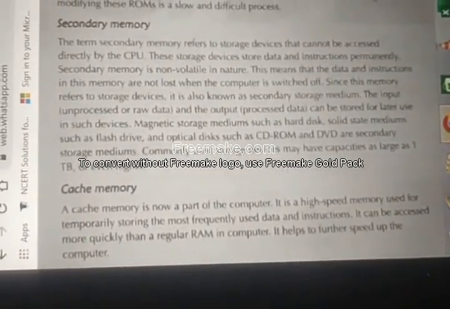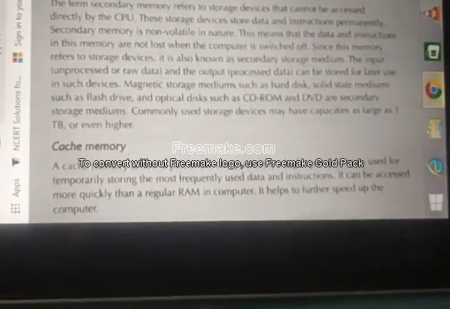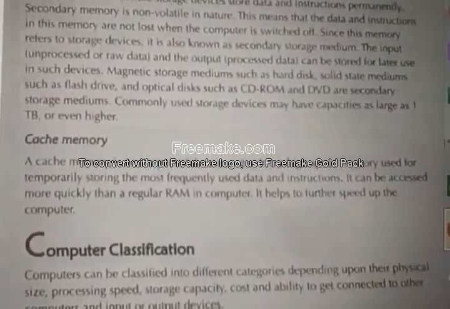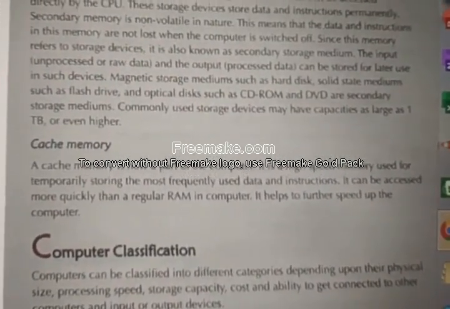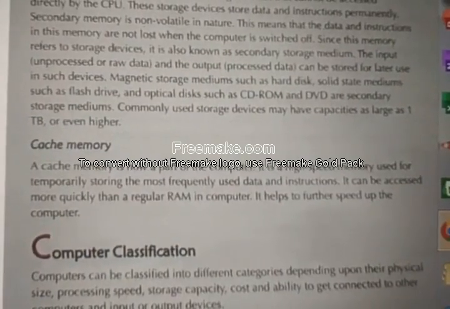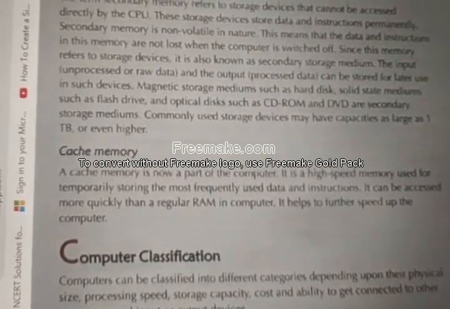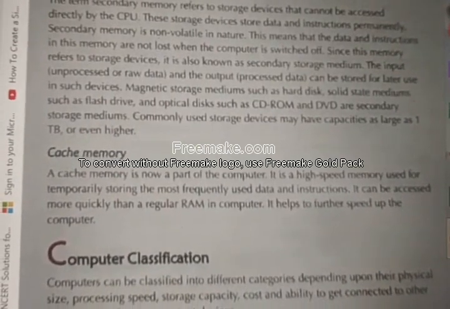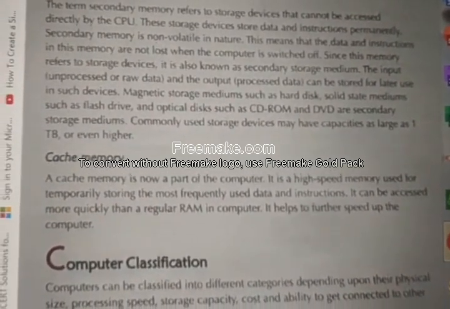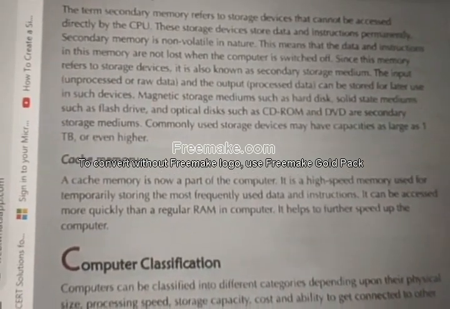Finally, cache memory. Cache memory is a part of a computer. It is new to the computer world, actually. It is a high-speed memory used for temporarily storing the most frequently used data and instructions. What does RAM do? As I told, it stores frequently used data to increase the speed of a computer. So what does cache memory do? It stores the most frequently used data to further increase the speed of a computer.